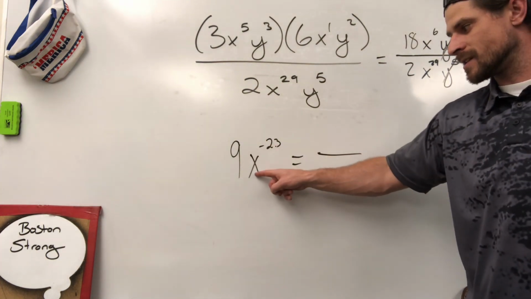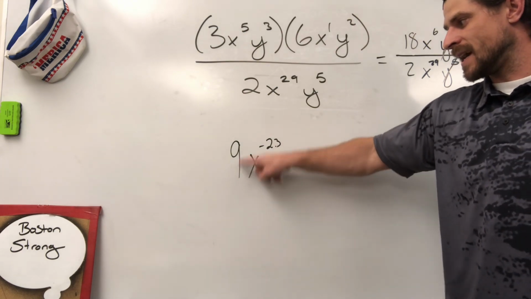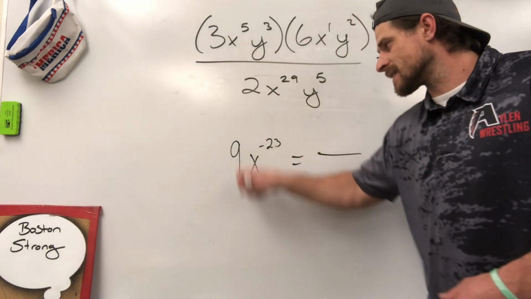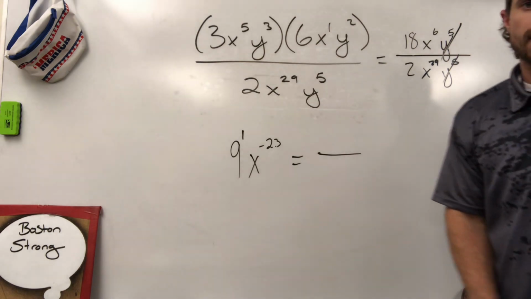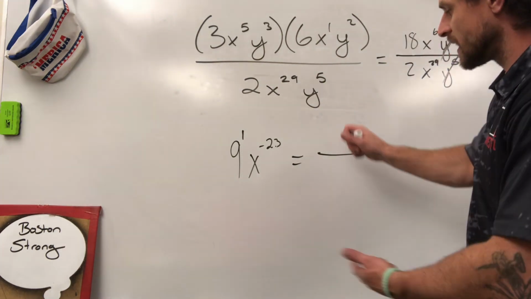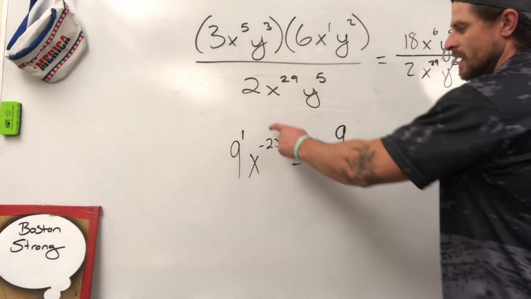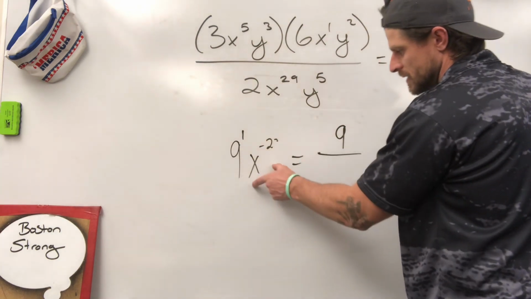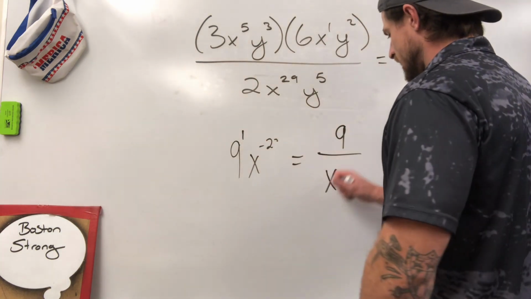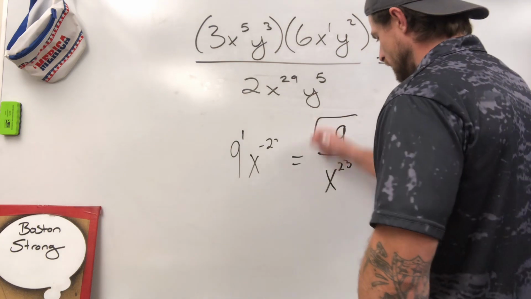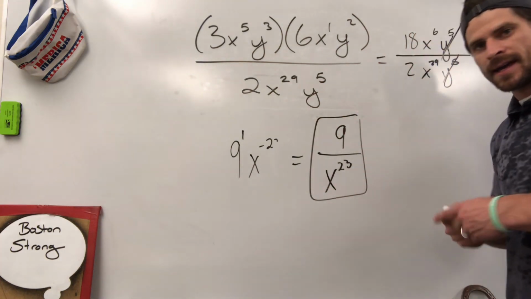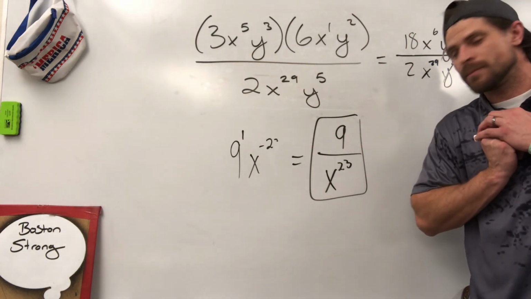This exponent goes to this x. This 9 has an exponent that's hidden. It's technically a 1. Now that's a positive exponent, meaning that that should stay on top. 9 remains on top. This part of the term needs to shift down to the bottom. X to the 23rd power. Your final answer would be 9 over x to the 23rd power.